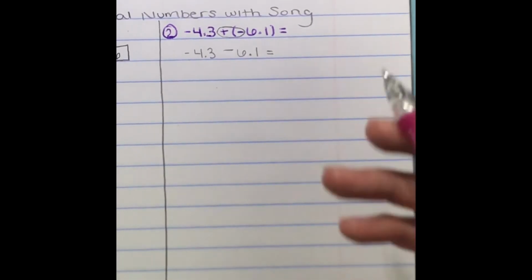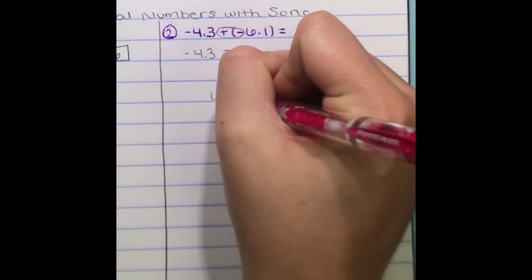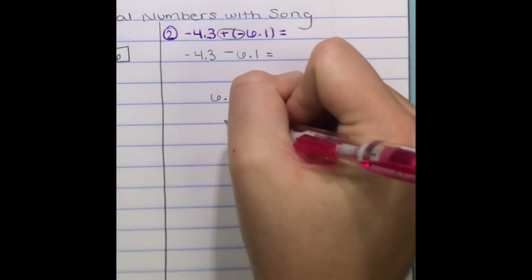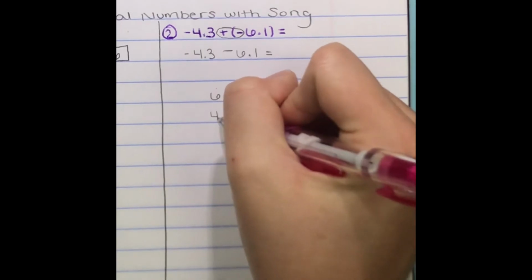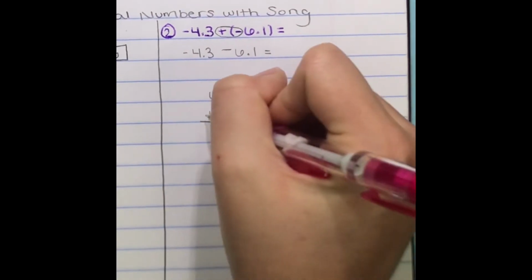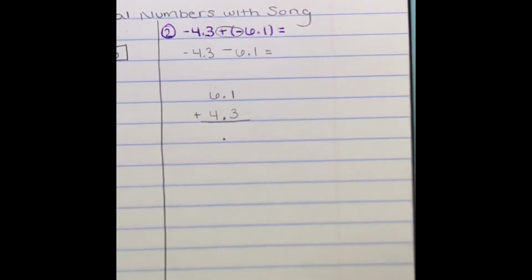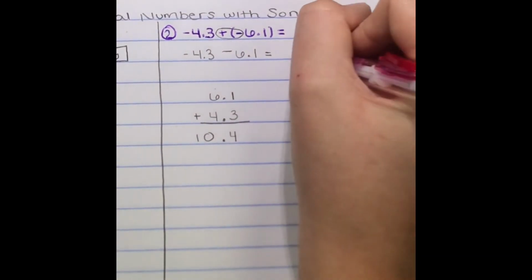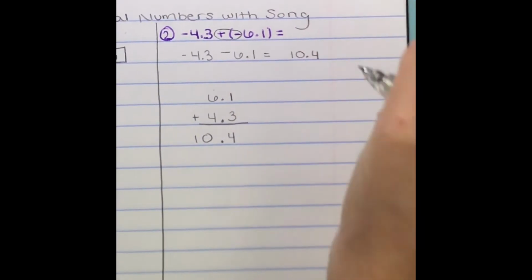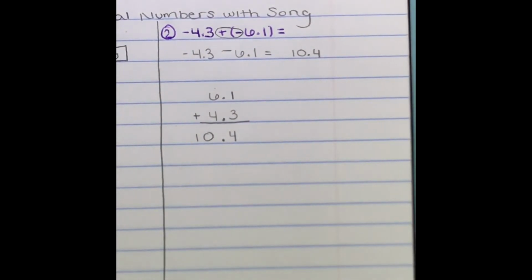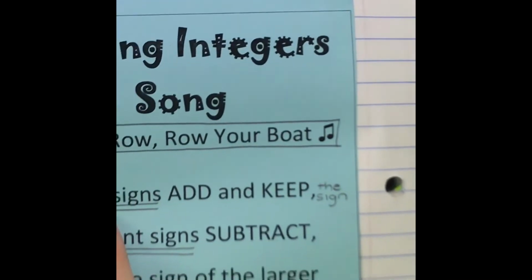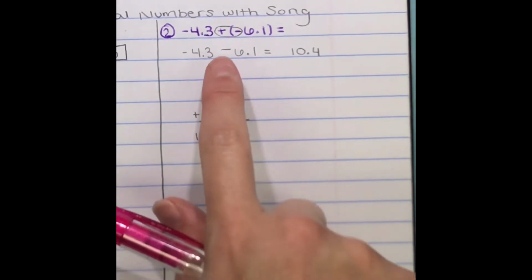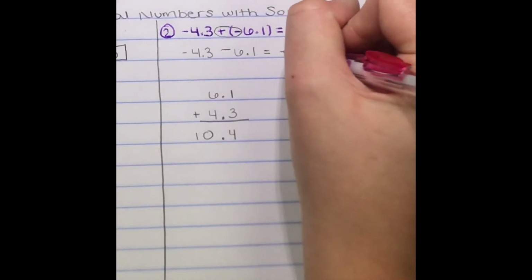Even when I'm adding, I tend to put the larger number on the top. It's just a good rule of thumb to follow. Line up those decimals. Okay, 3 plus 1 is 4, 6 plus 4 is 10. My answer is 10.4, but we're not done. I have to finish reading the song. So we did the same signs and add. Now we have to keep the sign. They're both negative, so I'm going to keep the negative.